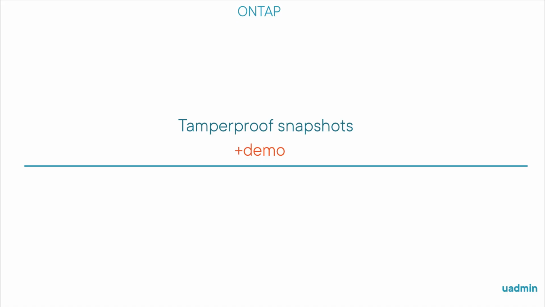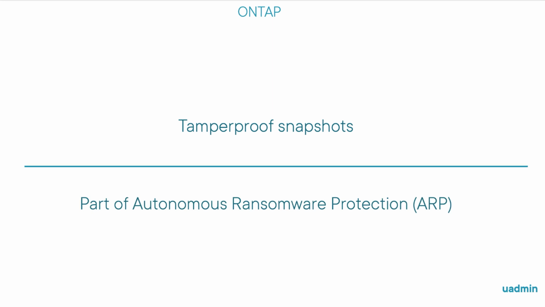Hi, now this little video is on the creation of tamper-proof snapshots in ONTAP. Ransomware is a threat to many of us, and NetApp Autonomous Ransomware Protection helps you with the protection of NFS and SMB volumes using different techniques. One of which is that with the detection of a possible attack, the tamper-proof snapshot is immediately created, so as to limit the number of infected files.